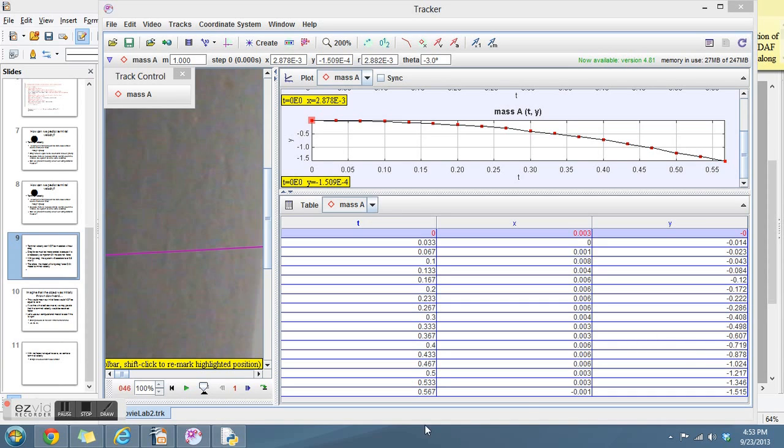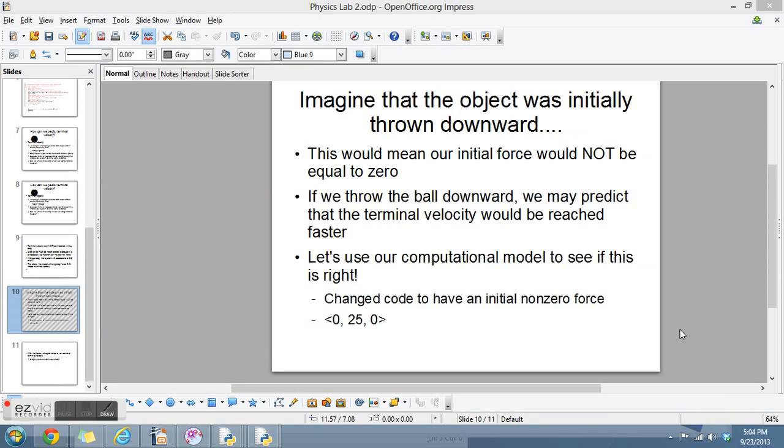Now let's imagine a scenario where the object was initially thrown downward instead of just dropped. This would mean our initial force would not be equal to zero. If we throw the ball downward, we may predict that the terminal velocity would be reached faster than anticipated. We can use one of our computational models to see if this is correct by changing the code to have an initial non-zero force. I did 0, 25, 0.